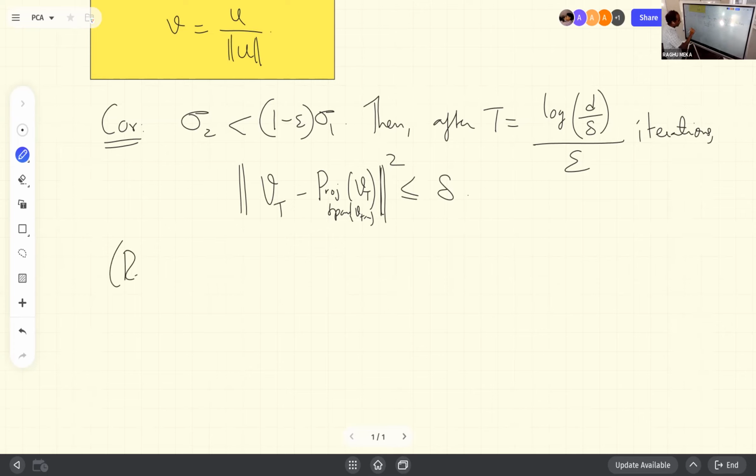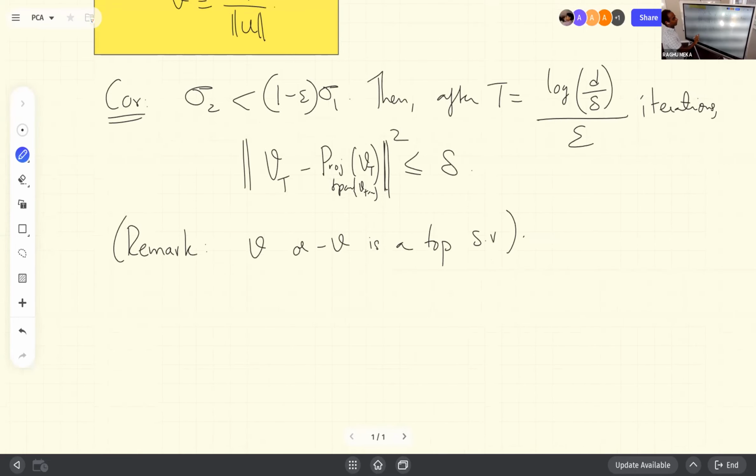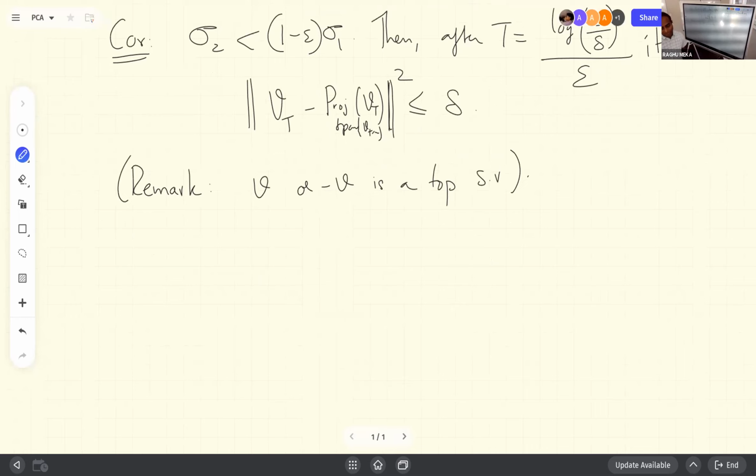So remark: V_r minus V, unit of S V. Okay, so let's try and analyze this. So why is this true? And the proof is pretty much basically how we arrive at the algorithm. So this is one of the cases where if you didn't know how to analyze it, you wouldn't have even come up with the algorithm.